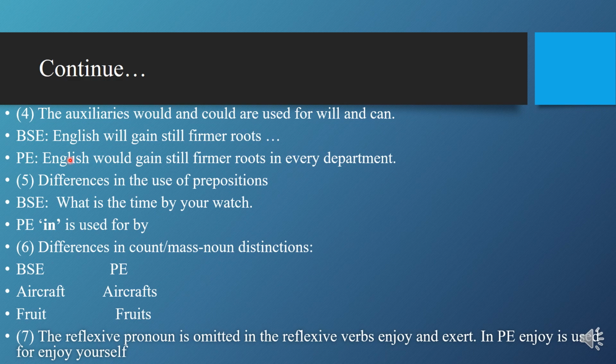The fifth characteristic is the difference in the use of prepositions, meaning we use prepositions differently. In British English, for example, "what is the time by your watch?" When we use the same sentence in Pakistani English, we will use "what is the time in your watch." The sixth is differences in count and mass noun distinction. In British English, we use aircraft, but in Pakistani English, we use aircrafts. In British English, we use fruit, but in Pakistani English, we use fruits.